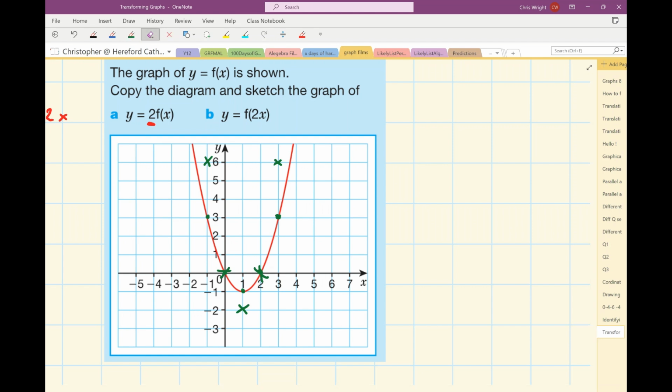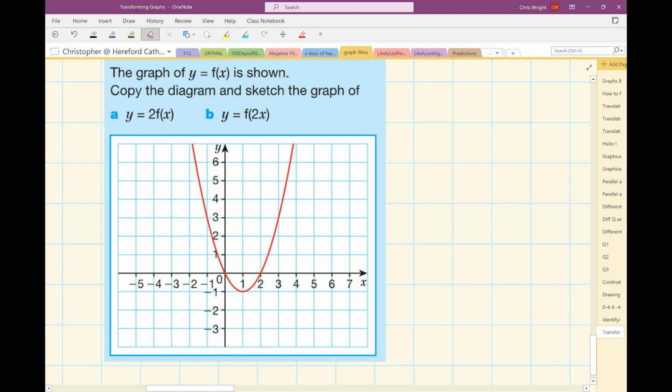So now all I need to do is to join up my new points. They're the ones with the crosses. And so my graph of y equals twice f of x is going to look like that. Okay, that is a stretch of a factor of 2 in the y direction. Now, let's have a look at the second one.